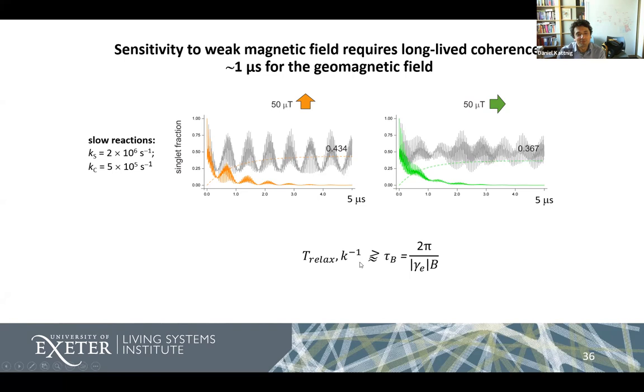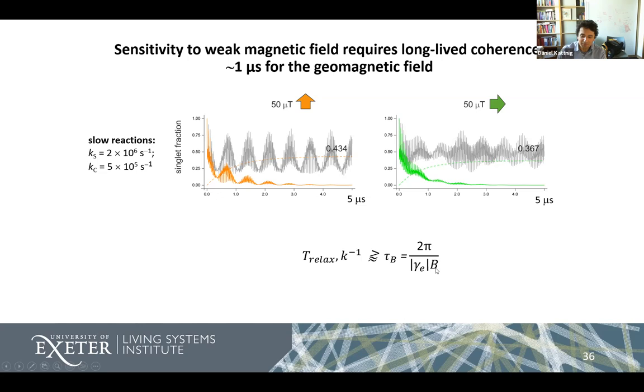That is to say, the inverse reaction rate constant and also the spin relaxation time, as we're going to discuss later on, needs to be larger than this characteristic time, which is associated with the Larmor precession in the magnetic field B.